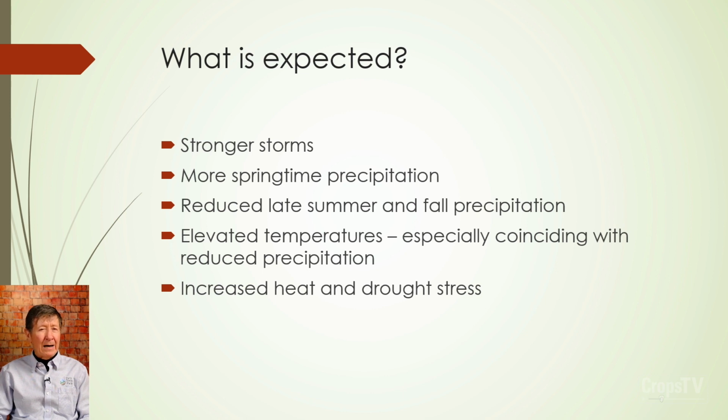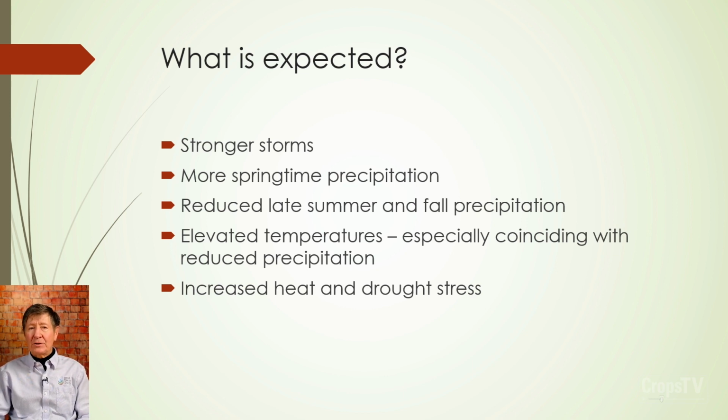Remember what we said about how much energy is consumed when you evaporate water? If it doesn't rain and there's no water to evaporate, that solar energy is converted to heat, the type that we can feel, rather than being used to evaporate water. It can't be used for both purposes. We expect to see increased heat and drought stress.